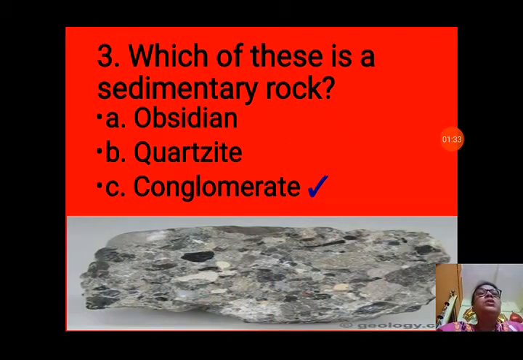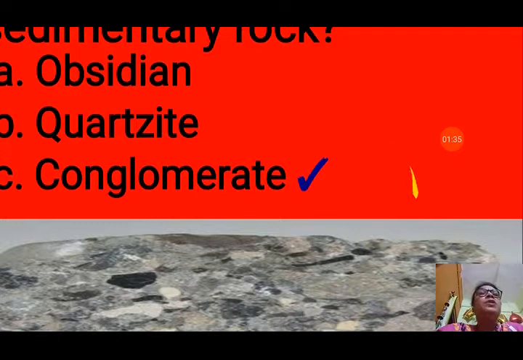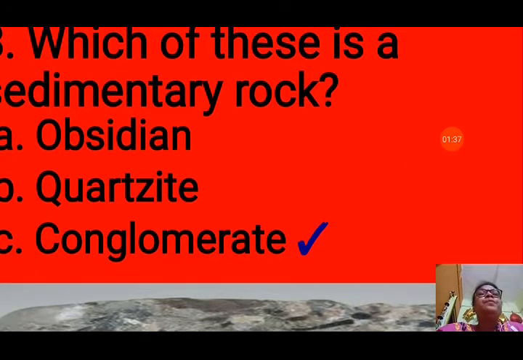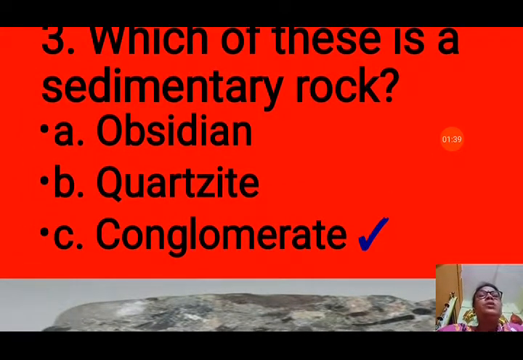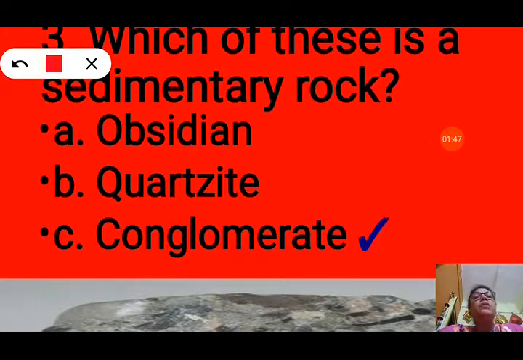The next question is: which of these is a sedimentary rock? First is obsidian, second is quartzite, and C is conglomerate. We know that conglomerate is a sedimentary rock, so we will take conglomerate. Next, let us see the next question.